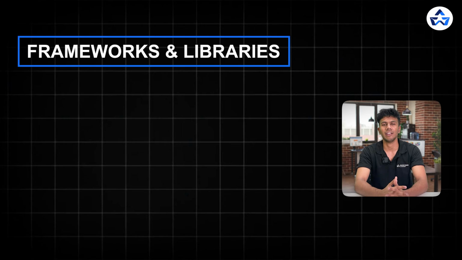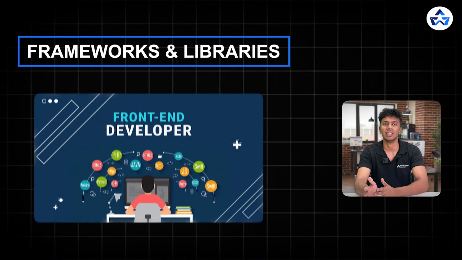Once we are done with JavaScript, then moving forward, we have something called the third part of the roadmap, that is called frameworks, right? Frameworks and libraries. So frameworks and libraries are another integral part of this front-end development.